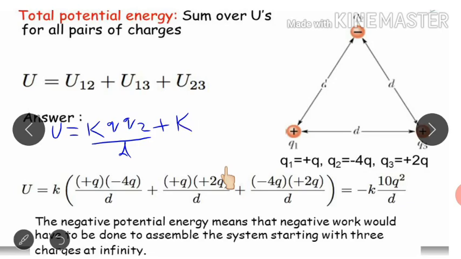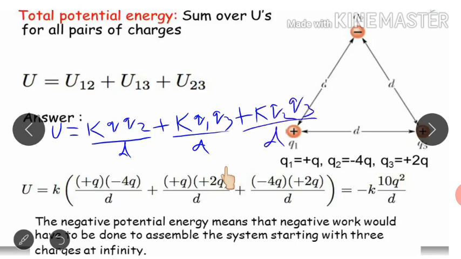D, plus K Q1 Q3 upon D plus K Q2 Q3 upon D. I think this step is clear. Now K upon D could be taken as common, or simply K also you can take out as common. So finally we'll have this.